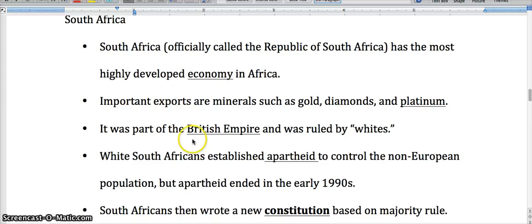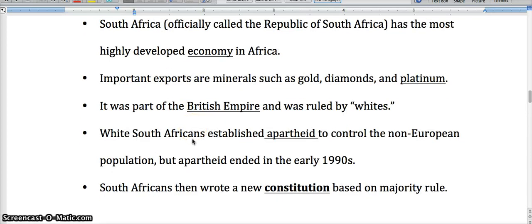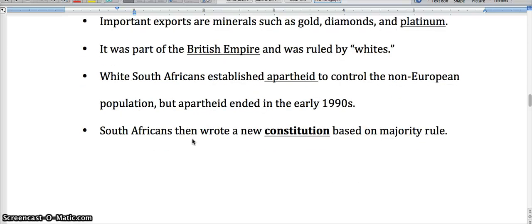Now, it's had a dark history like some of the other countries we've studied, and it too used to be part of the British Empire just like the United States, but the country itself was ruled by the white settlers, as they would call themselves, or Afrikaners. These white South Africans established apartheid and controlled the non-European population. But apartheid was broken apart in the 1990s, and they wrote a new constitution based on majority rule.